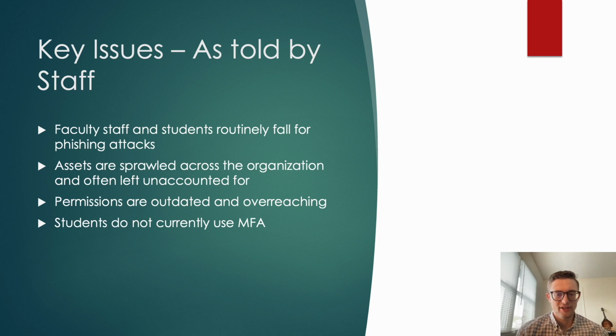Permissions are outdated and overreaching. There are people on the network that haven't been at the university or at the college in years, who need to have their accounts removed. And there are also people that have access to things they really don't need to have access to. And finally, students do not currently use multi-factor authentication. While that's not necessarily a direct zero trust tool, it's a very important part of having defense in depth and security, having that multi-factor authentication, ensuring that those people are more likely to be who they say they are.